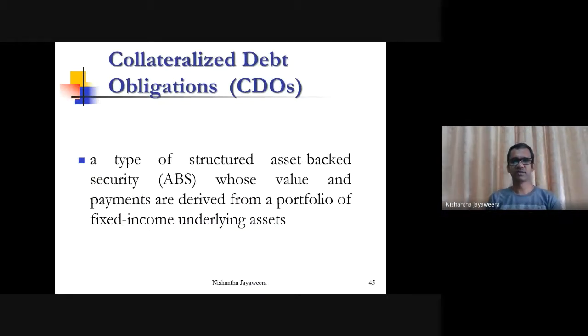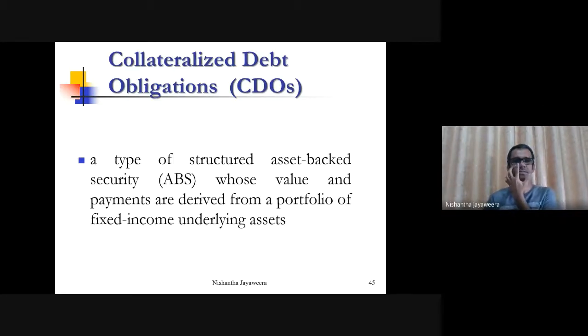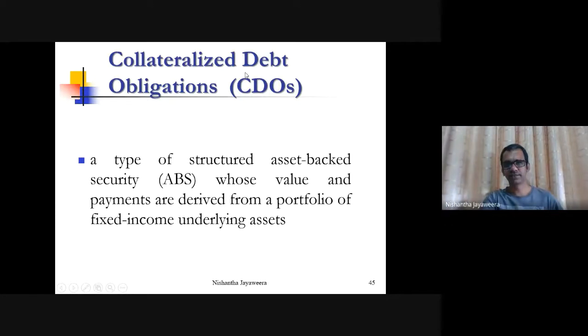This is basically about structured products. One of the structured products is collateralized debt obligations. That means basically you collect debts, or a pool of assets, and create a security. Most of these debts are not something you can sell in the secondary market. So that's the basic idea. I'll explain that.